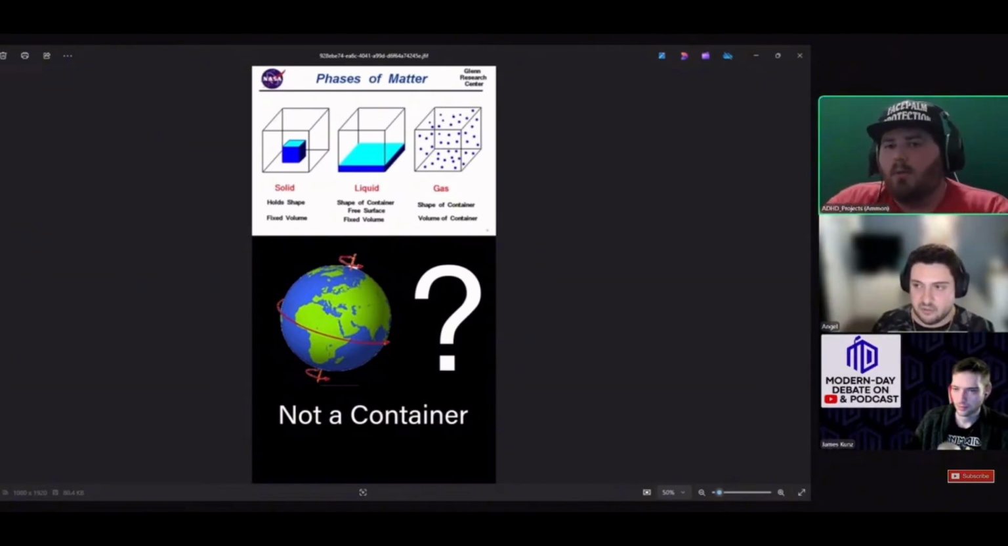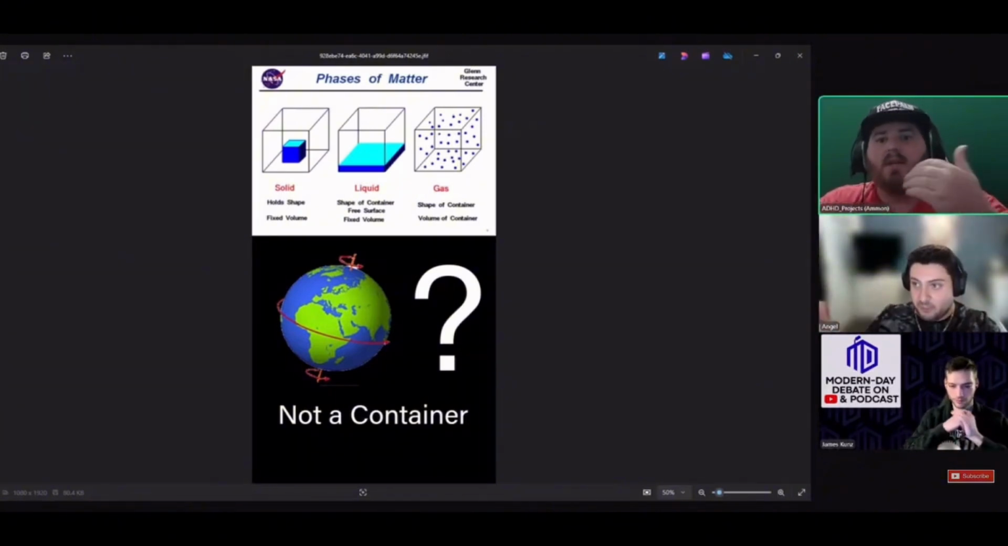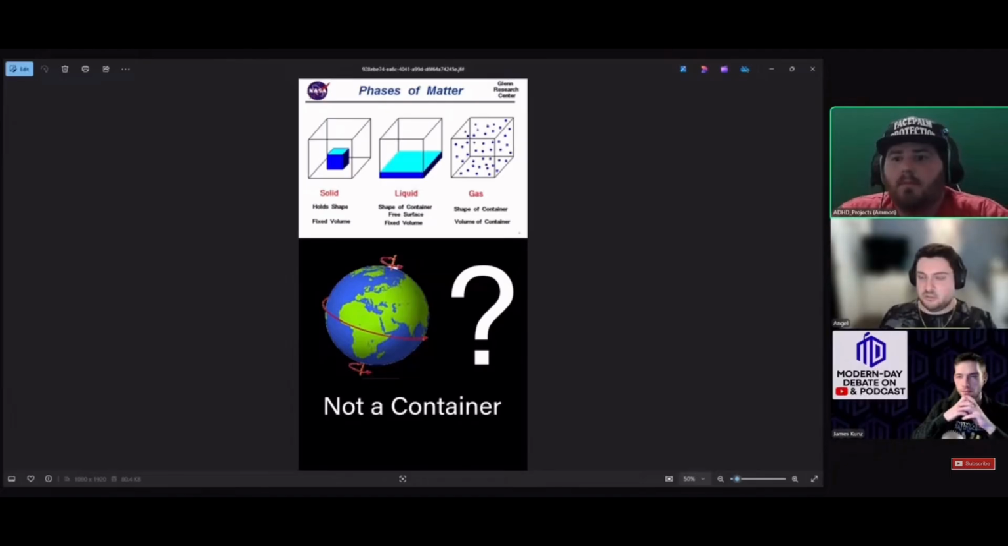So barometers don't work. If you're doing a begging the question fallacy, do barometers work? Is the Earth contained? Is the Earth the container? You're begging the question. No, that's not begging the question. You can't just throw out fallacies willy-nilly. Yes, you are. Show me one example other than that. You can't do it because you have to invoke the Earth.